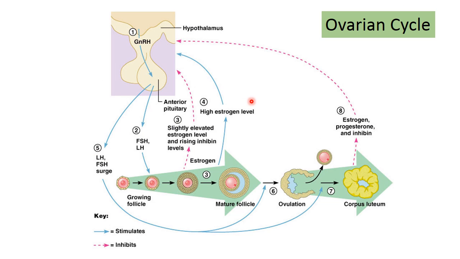The ovarian cycle is a series of events that occur within the ovary approximately on a monthly basis that will end up with a secondary oocyte being ovulated approximately mid-cycle. This ovarian cycle begins with the hypothalamus releasing gonadotropin releasing hormone, GnRH, which will then act on the anterior pituitary, and the anterior pituitary will then release the hormones follicle stimulating hormone, FSH, and luteinizing hormone, LH.